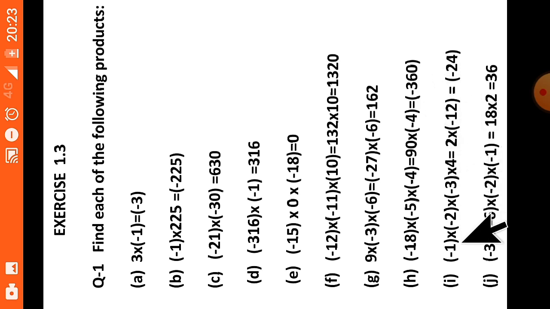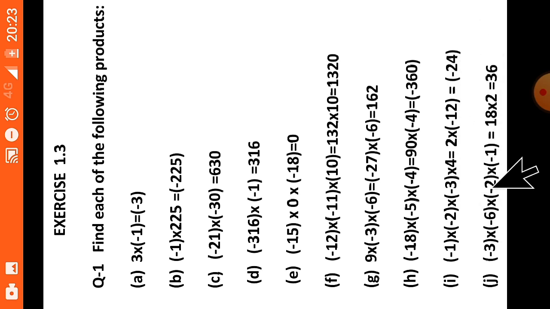Now next is minus 1 into minus 2 into minus 3 into 4. That is 2, 1 2s are 2. So minus 3 into 4, that is 3 4s are 12. 2 into minus 12 will be minus 24, plus minus will be minus, so minus 24.